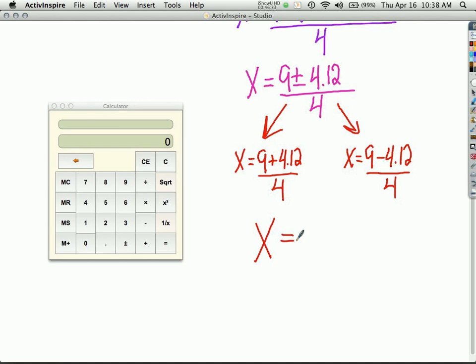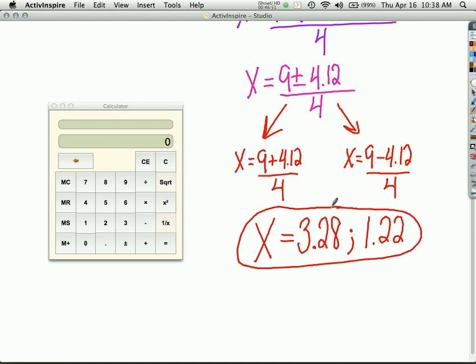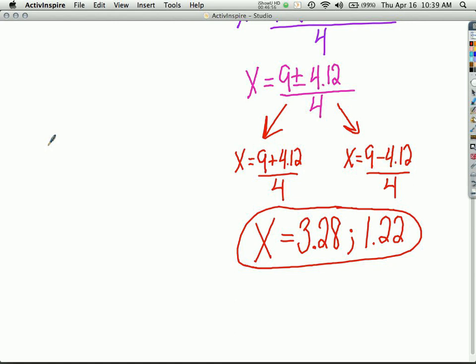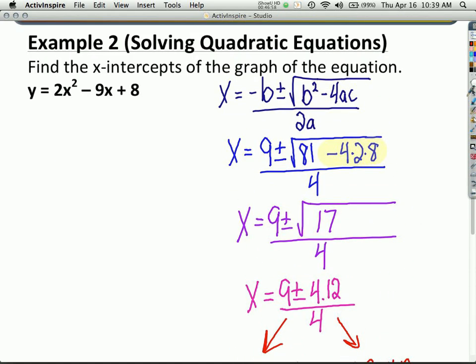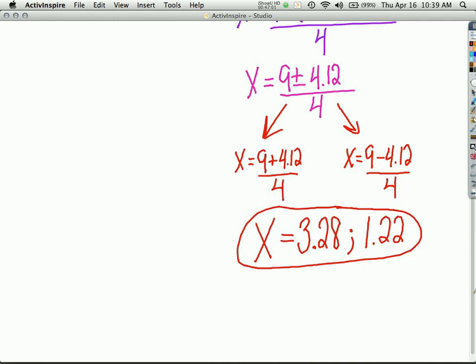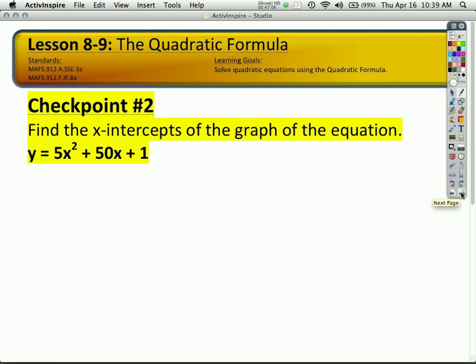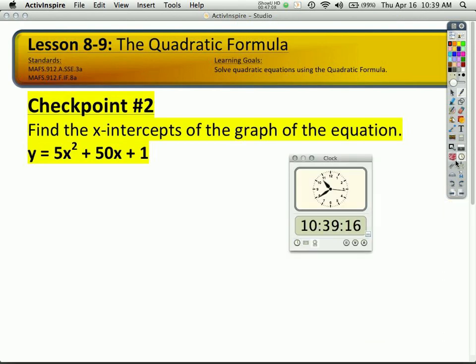Daniela, do you agree? Daniela, what was it? 3.28, 1.22 are the two solutions. Anyone disagree? I don't have the answers in front of me, so I'm not sure. Is that right? Good. Any questions on how we worked through this? Any concerns of any kind? Any issues of any kind? All right, checkpoint number 2. Find the x-intercepts of this.